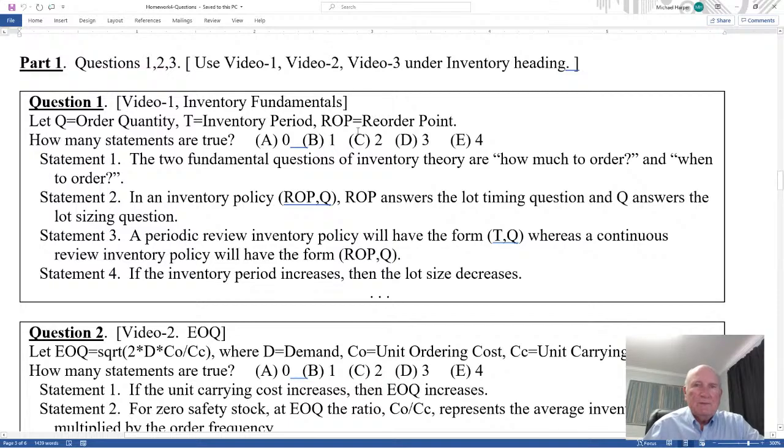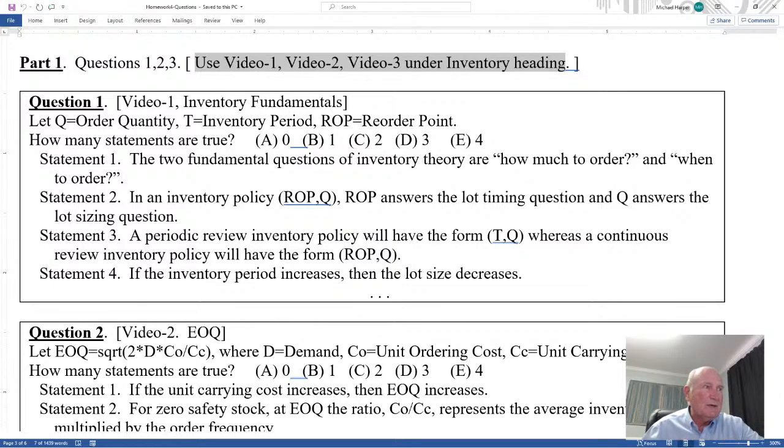First of all, in part 1, questions 1, 2, and 3, I say use video 1, video 2, video 3 under the inventory heading. That's on the website. Where are the resources for this? So this is one resource.